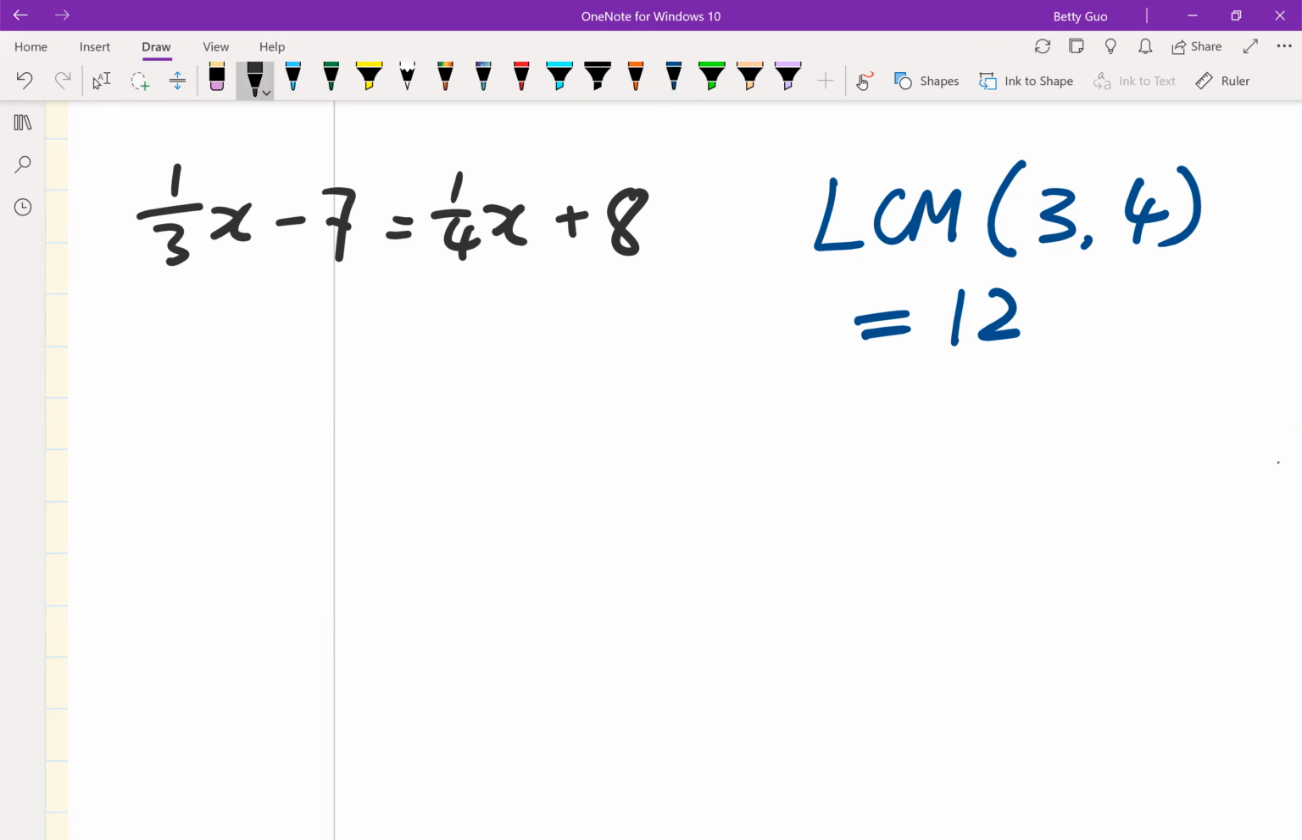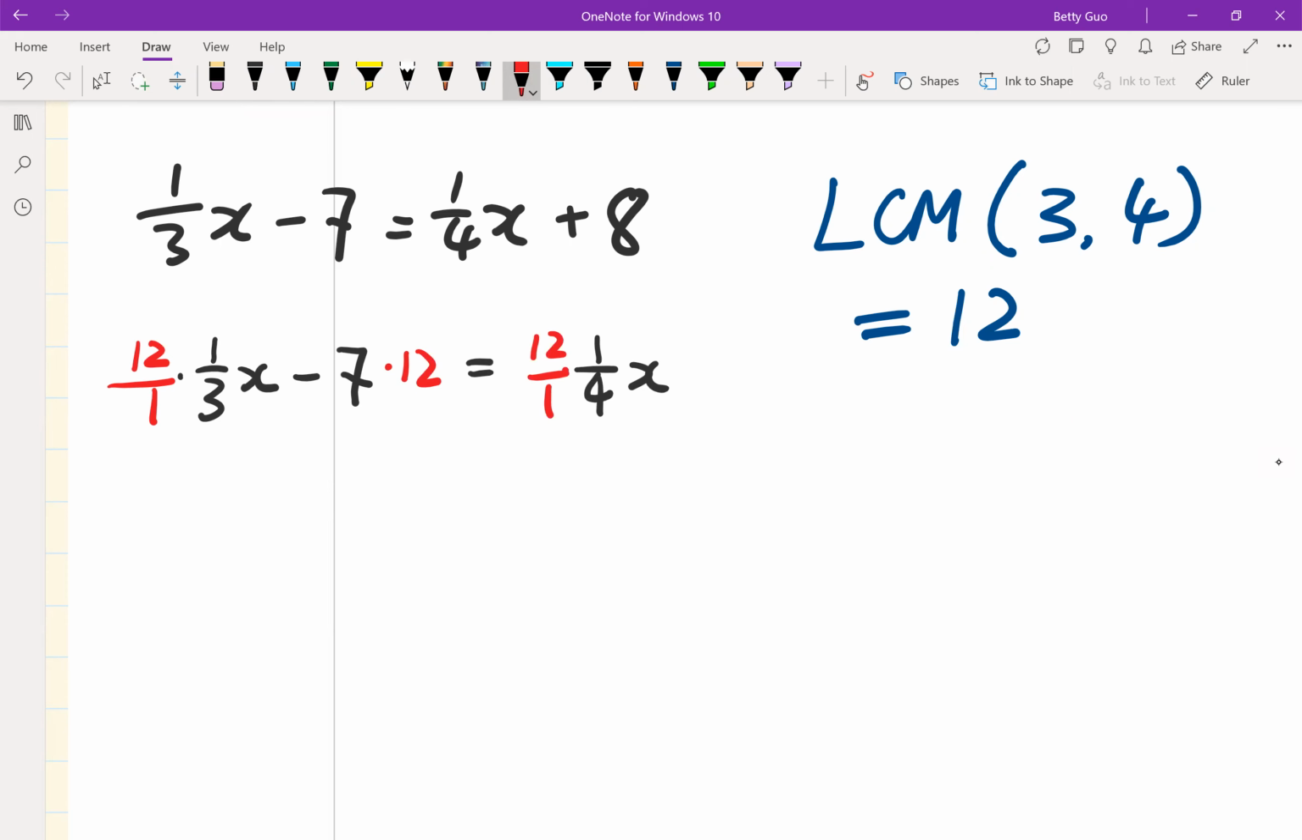Since we only have 15 minutes, I want to give you enough time to practice, but seems like we have to hurry up. Multiply by 12 equals 1 over 4x multiplied by 12. And the second term on the right, 8 times 12. Okay, all the three terms times 12.